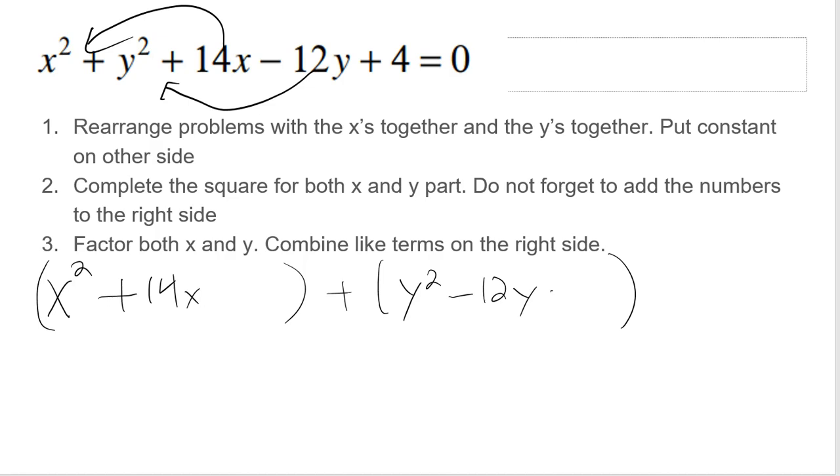Just moved it around. But it says put the constant on the other side. If you don't know the constant, guys, that's this guy. It wants me to put it over here. But remember, when I move the 4 to the other side, it's negative 4. So you got to remember.